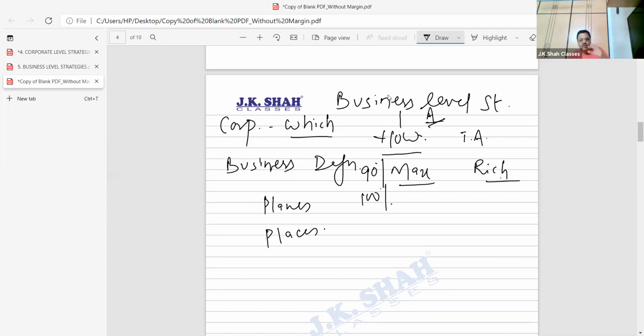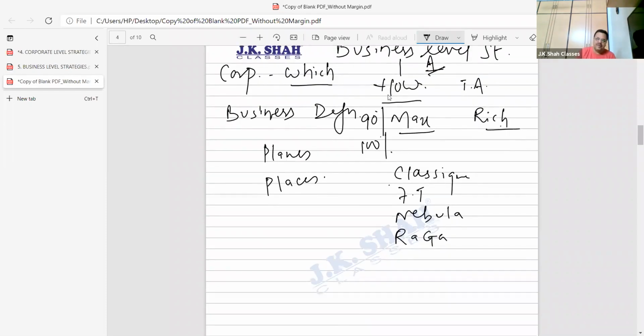We want to cater to the gentlemen of our country, men, and we want to give them a good watch, a classic watch. For the children, for the young generation, we want to give them a Fastrack watch. For those people who are very rich, who want a gold watch, we have a Nebula watch. For the ladies, we have a Raga watch. For those people who can't afford a Classic or a Nebula, we will have a Sonata watch. We will have a Fitbit watch.